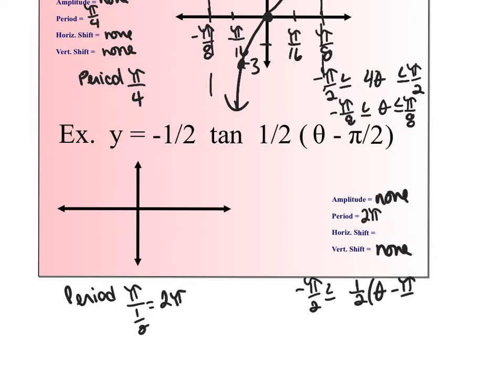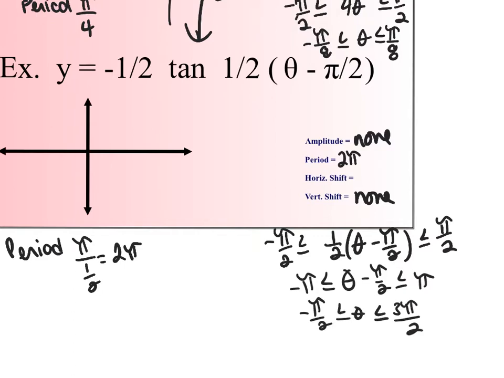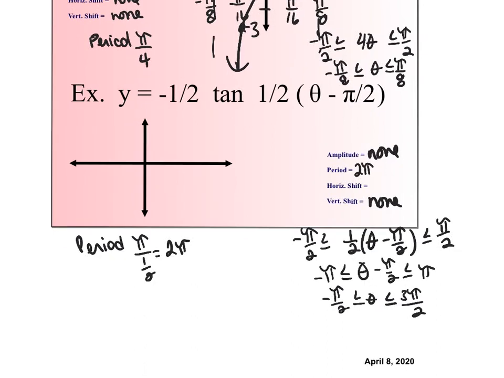Type in our horizontal change to positive pi over 2. So to solve this one, I have to multiply by half, which would give me negative pi on the left and positive pi on the right, and then I'm going to add pi over 2. So I'm going to get negative pi over 2 and 3 pi over 2. So I'm going to start at negative pi over 2, and I'm going to end at 3 pi over 2.